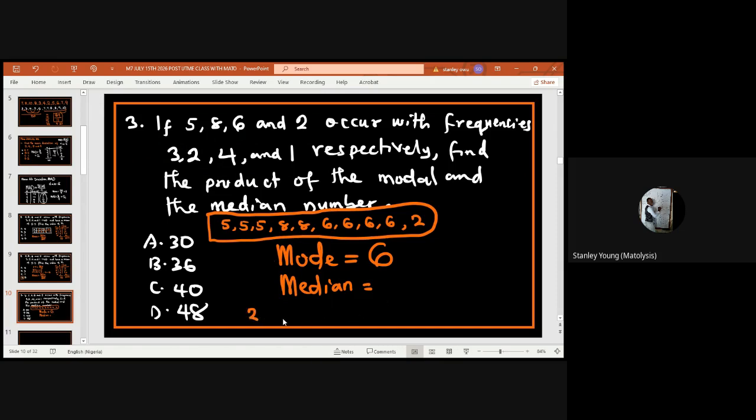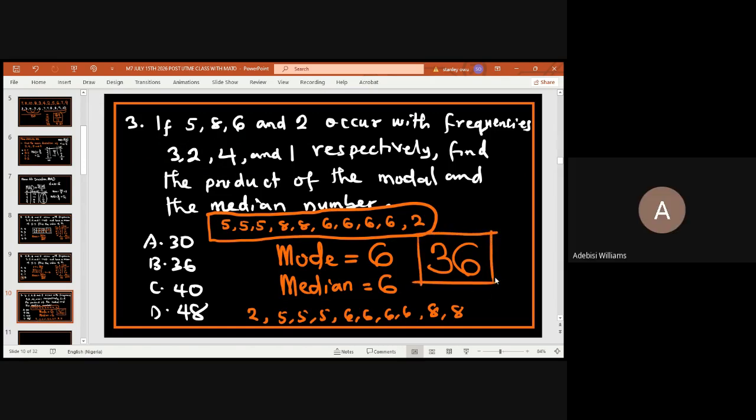I should have started with 2, then written 5, 5, 5. Then we have 6, 6, 6, 6. Then we have 8, 8. So in that case, it would have fallen between 6 and 6. So you're right, Aisha. So the answer is 6. Sorry about that, that's my error. The number should have been arranged orderly before we get our median.